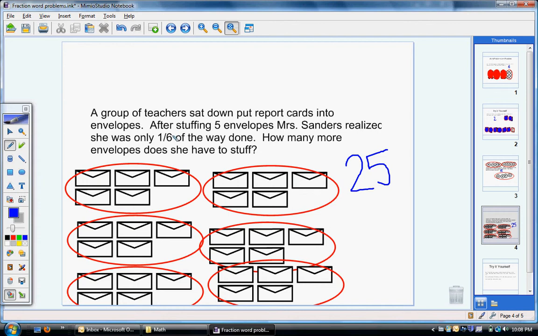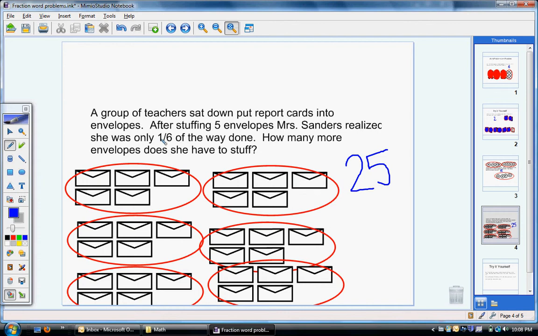Notice how I started again by thinking about what that fraction meant, 1 out of 6. Remember, she has done 1 group, so I made sure that all 5 of her envelopes fit into 1 group. Then I had to take the groups that I had already found and duplicate them so that I have a total of 6 groups. I always go back and double check my work by thinking about, do I have 6 equal groups? 1, 2, 3, 4, 5, 6. Yep.